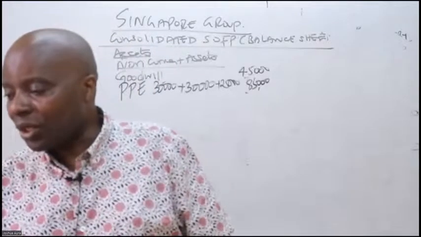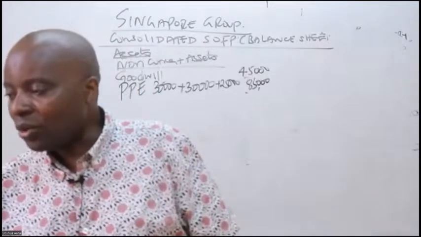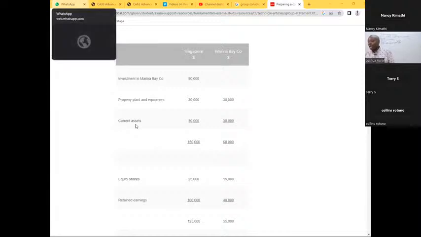Now, after that, ladies and gentlemen, I would want us to come here and look for other assets. If you look at this very well, we don't have anything here. So we go to the current assets. What do we have? I can even copy them down first. Current assets.